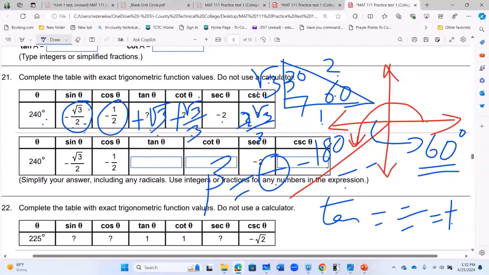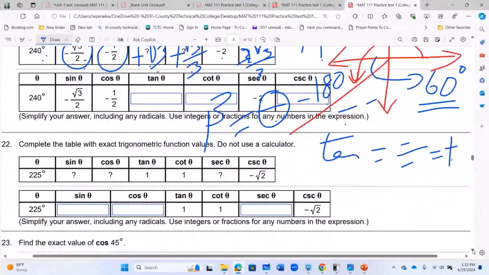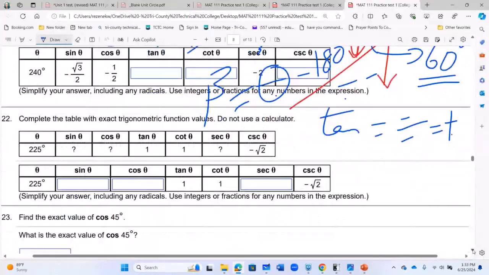All right, so you see, if something happens here, I'm going to let you do 225. I'm not going to do 225 for you. But one thing I want to let you know is 225 is in the third quadrant also. And the reference angle for 225 is the angle in standard position, 225 minus 180, and that is 45 degrees. So you're talking about reference angle 45 degrees.